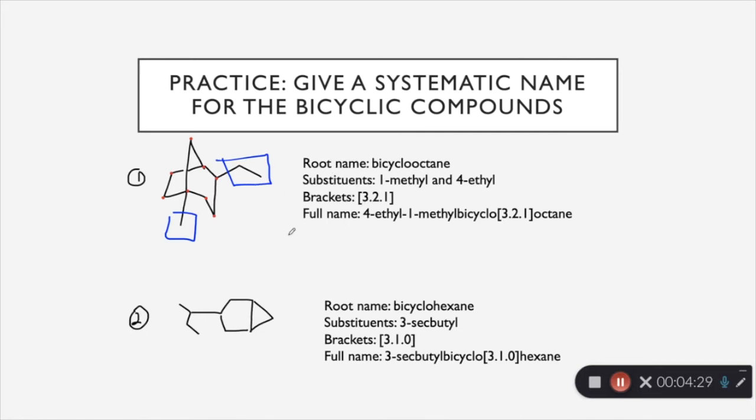So if we were to start numbering this, you have 2 bridgeheads, and you have to start numbering at the bridgehead. So where would we start numbering first?